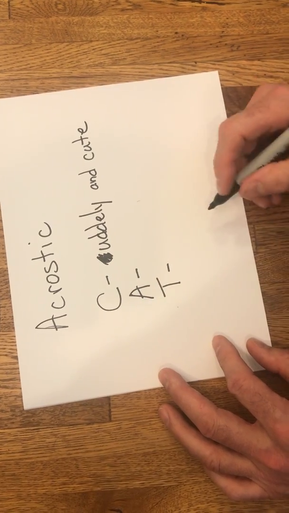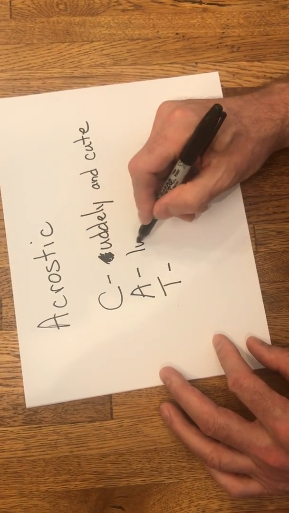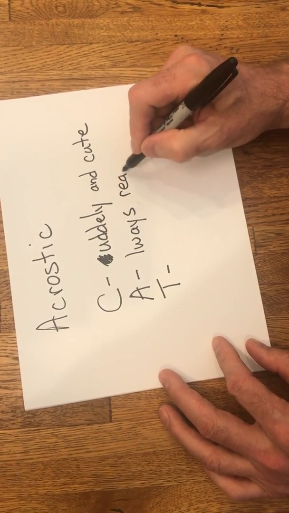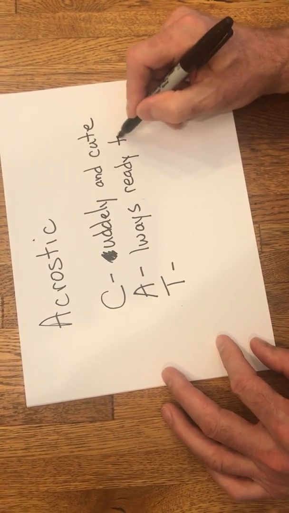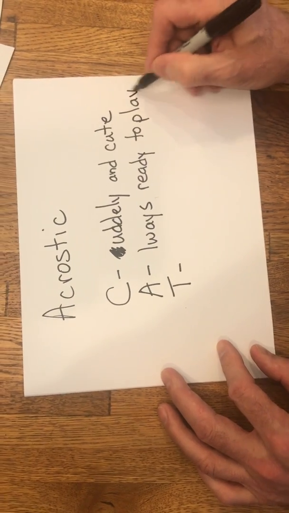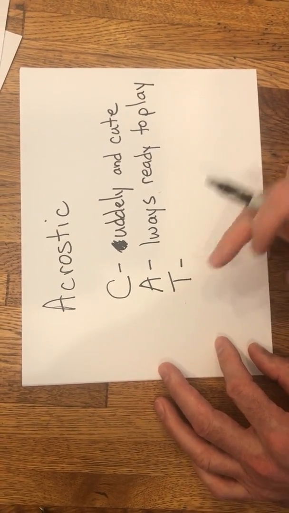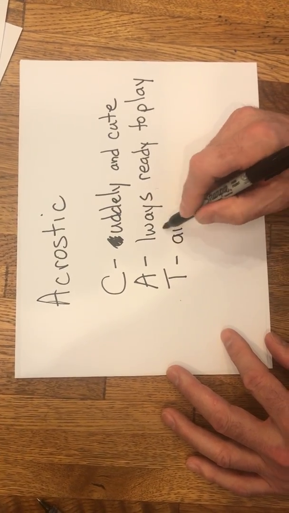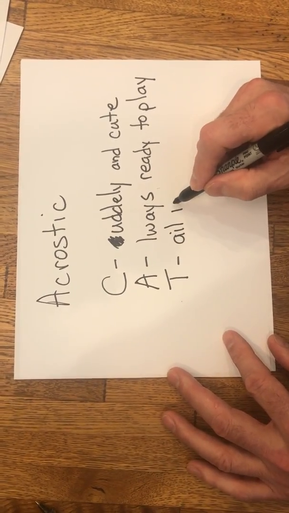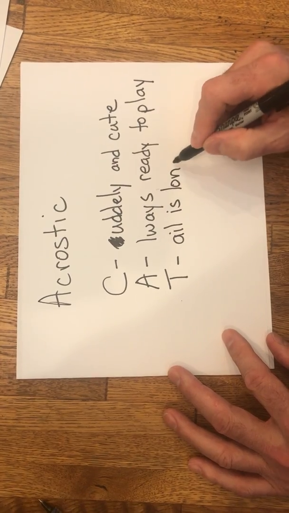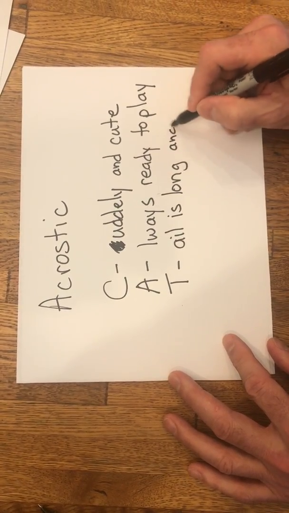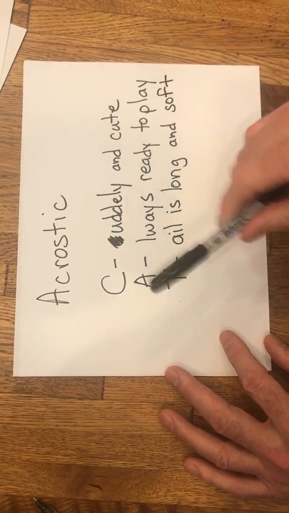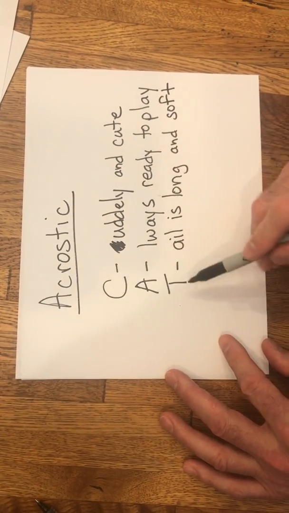And then we can say A. They are always ready to play. And then we have the T. So we can say something about the cat's tail. The tail is long and soft. So that's our acrostic poem, cat.